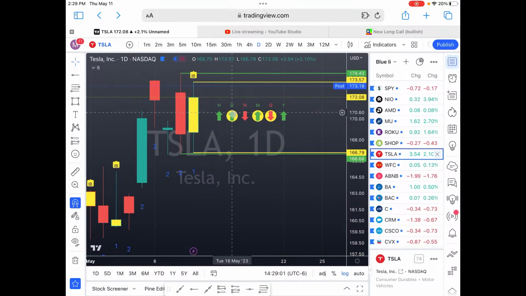Tesla, inside bar, calls 173.57, puts at 166.79.